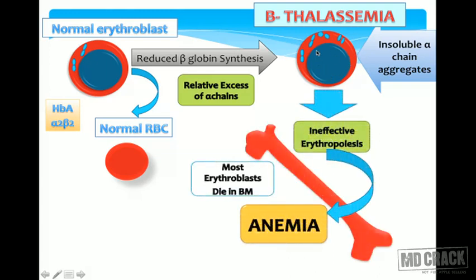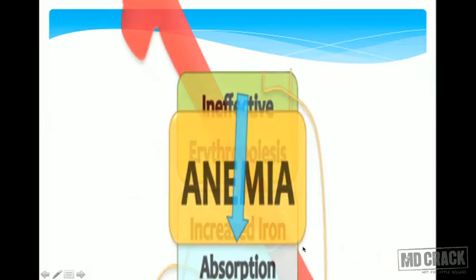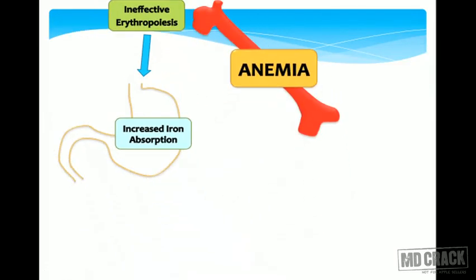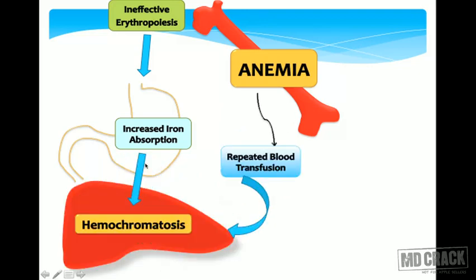Such erythroid precursors containing these inclusions will undergo death by apoptosis within the bone marrow itself. So this results in ineffective erythropoiesis. Most of the erythroblasts will die in the bone marrow itself. That's why the patient will invariably have anemia. To compensate for anemia, what will happen? The body will try to absorb more and more iron, right? So there will be ineffective erythropoiesis, and more absorption of iron will take place from the duodenum. So what will happen?